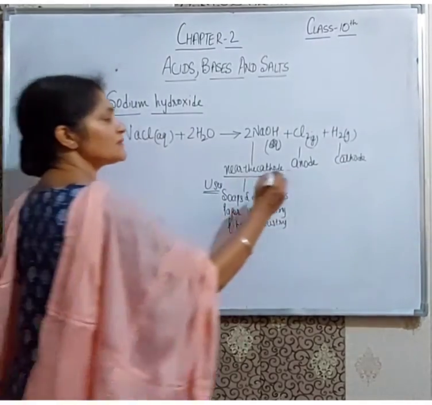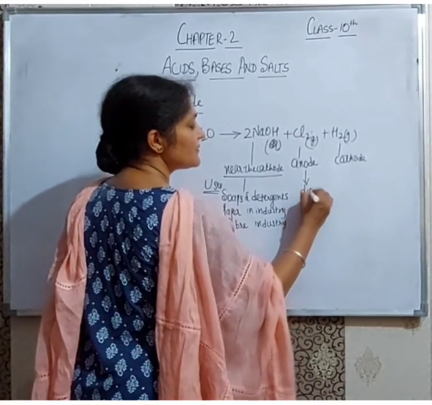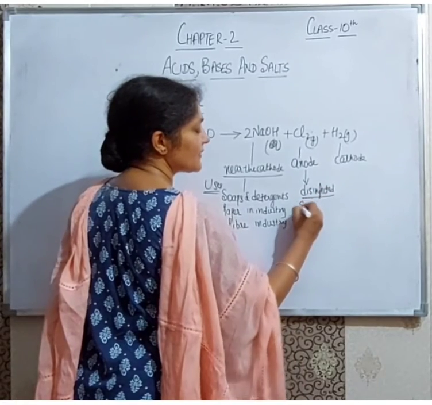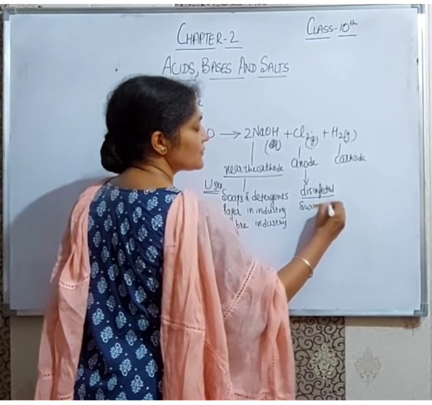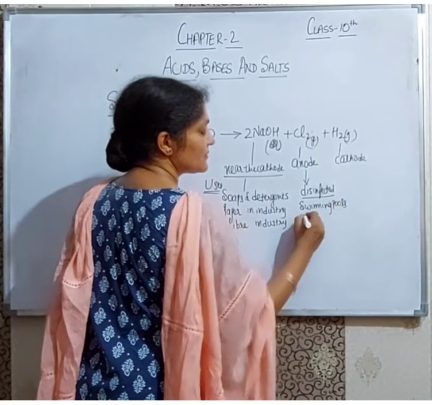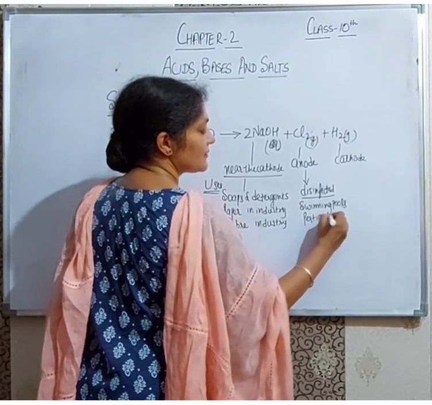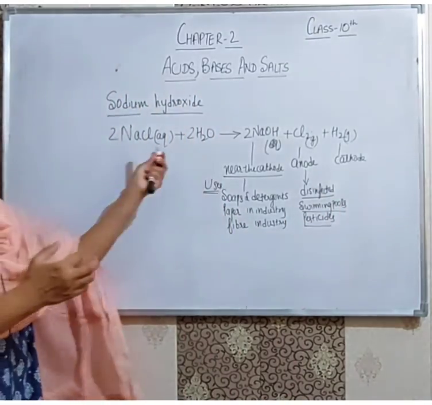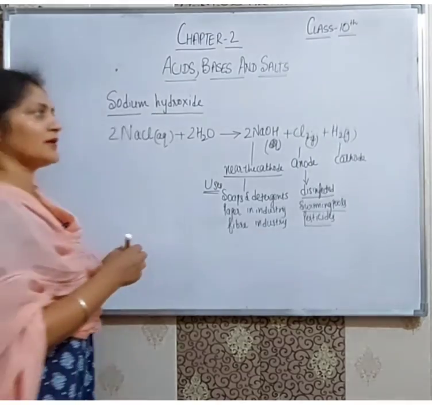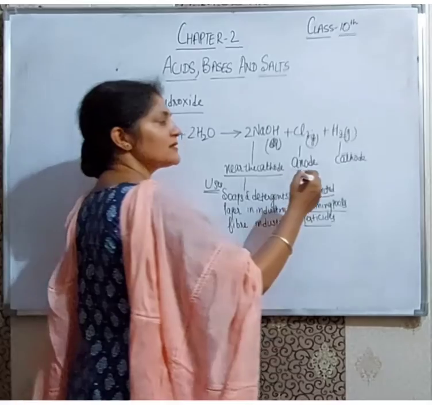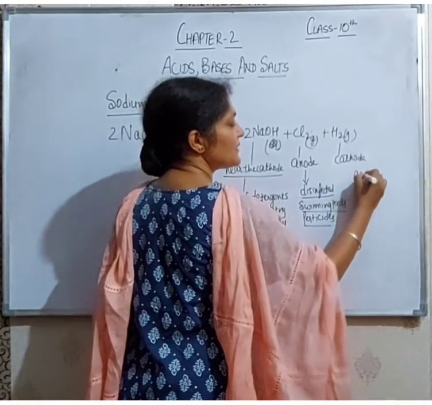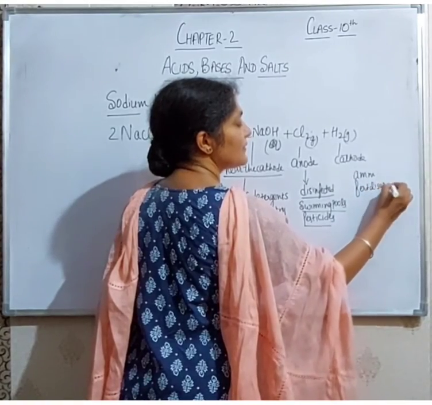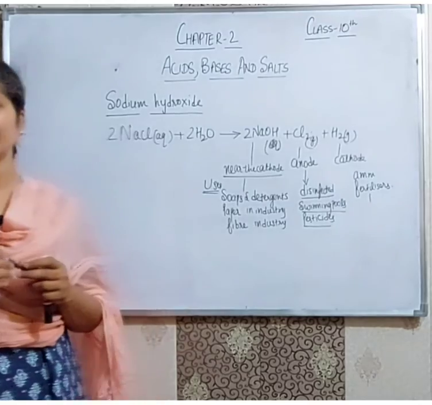Now chlorine gas which is produced is used as a disinfectant. You know, we use it in drinking water as a disinfectant. It is also used in swimming pools and in pesticides. Right students? These all are the uses of the products formed by the electrolysis of sodium chloride. The hydrogen gas produced is also used in ammoniacal fertilizers, and there are many more uses of hydrogen gas.